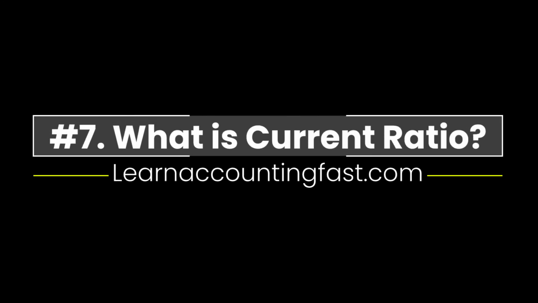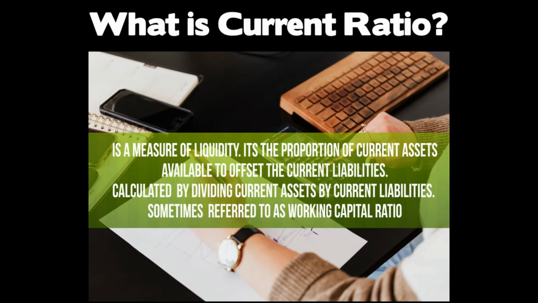Next. Number 7. What is current ratio? Current ratio is a measure of liquidity. It's the proportion of current assets available to offset the current liabilities, calculated by dividing current assets by current liabilities. Sometimes referred to as working capital ratio. Potential creditors use the current ratio to measure a company's liquidity or ability to pay off short-term debts.